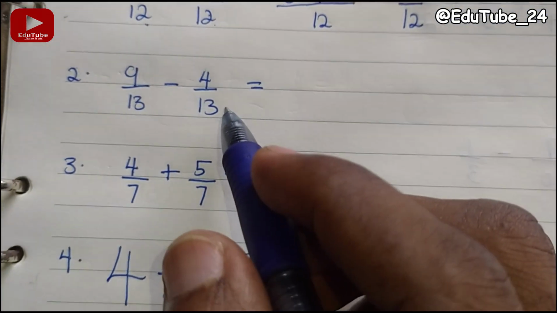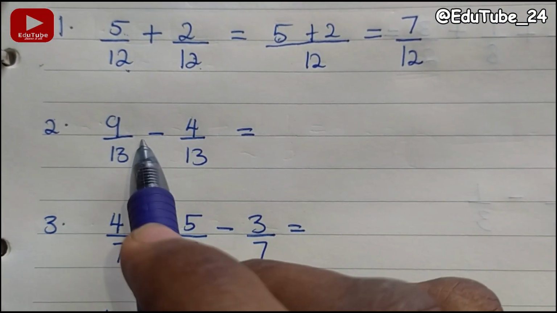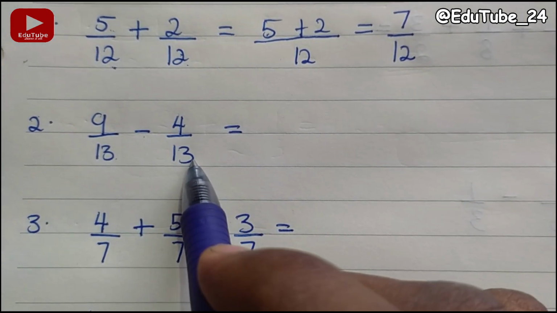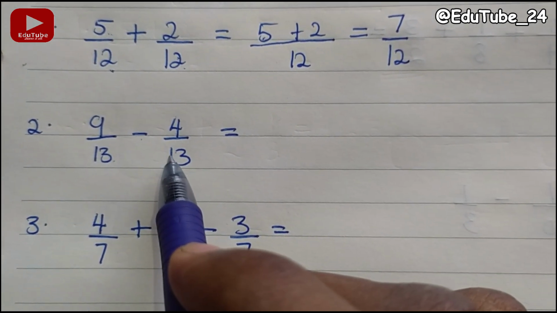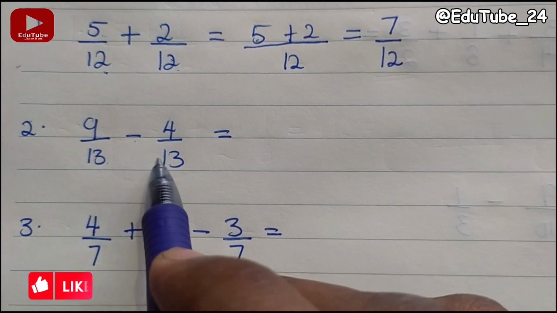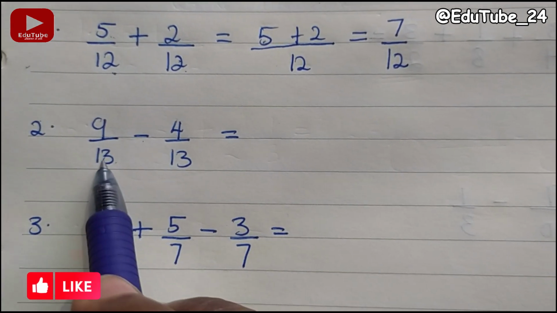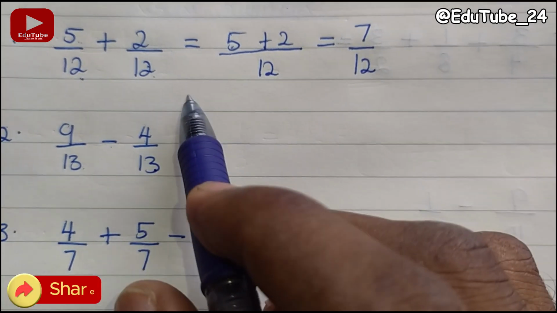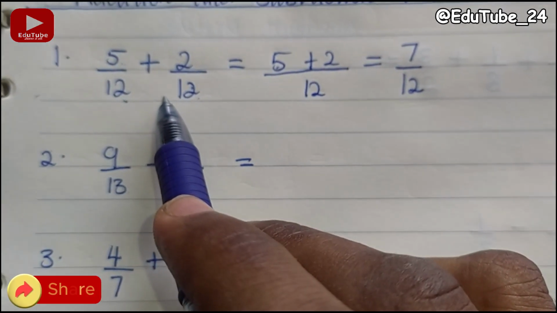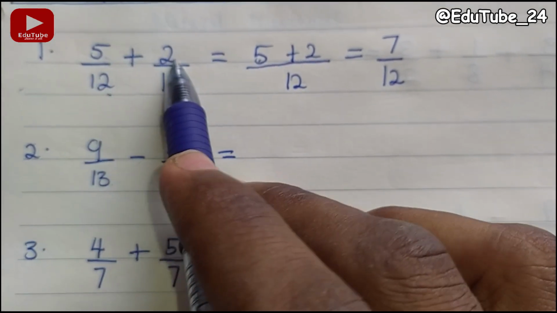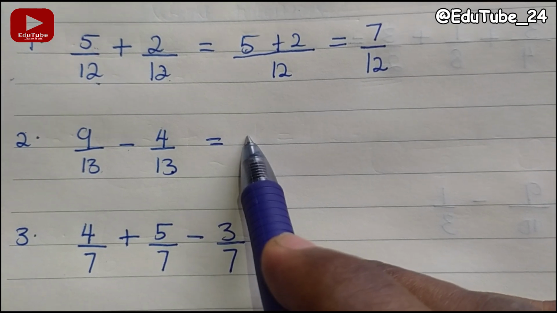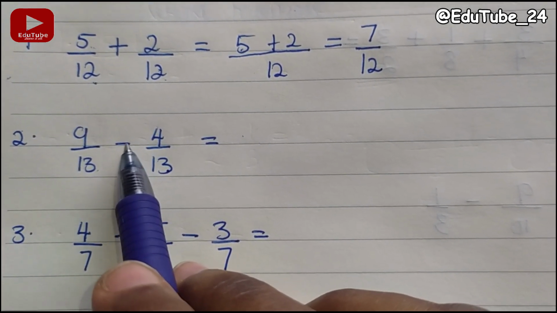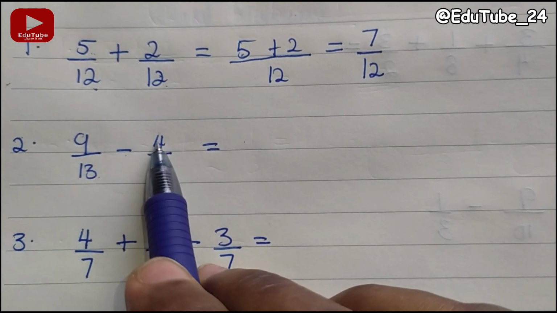Now, example number 2, we are subtracting. So we are subtracting 9 out of 13, take away 4 out of 13. Now, these fractions also are like fractions, because in their denominators, we have 13 and 13. And like we did in the first example, where we added only the numerators, that's the same thing we are doing here. However, in this case, we are subtracting. So we are going to subtract only the numerators.